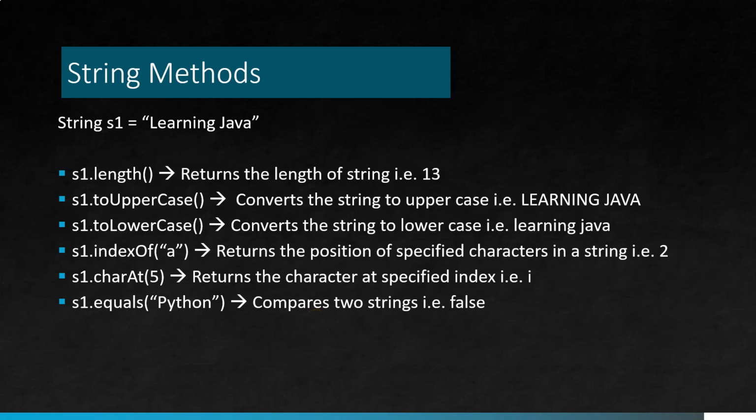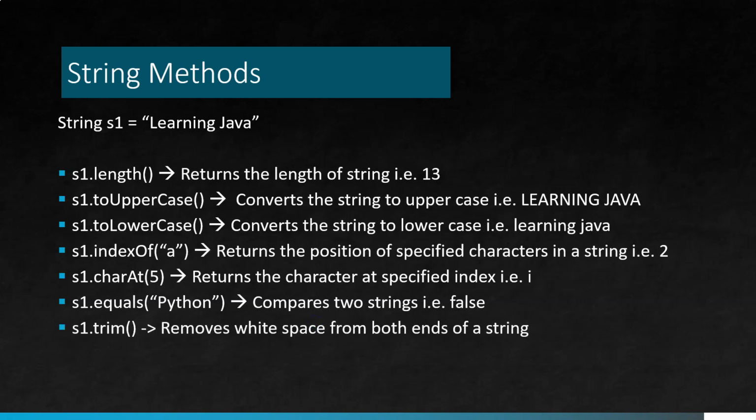And the final method is called the trim method. It simply removes all the whitespace from both ends of a string. If some whitespace is present at the beginning of the string and at the end of the string, it will remove all that whitespace from the string.